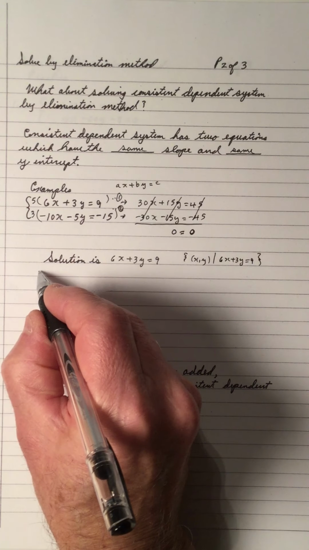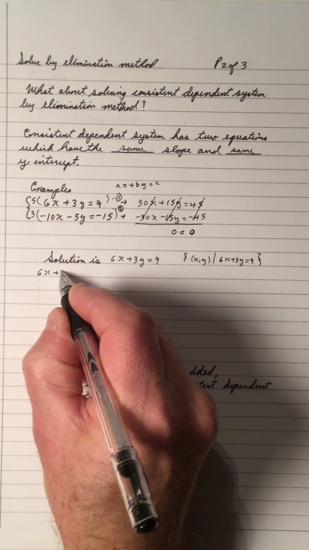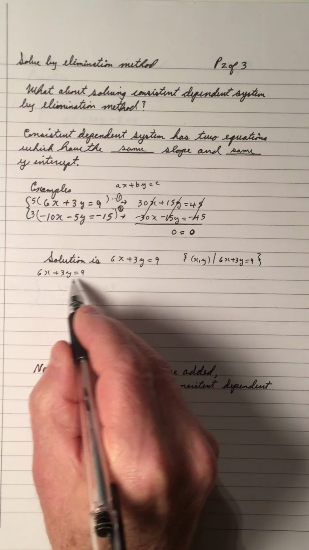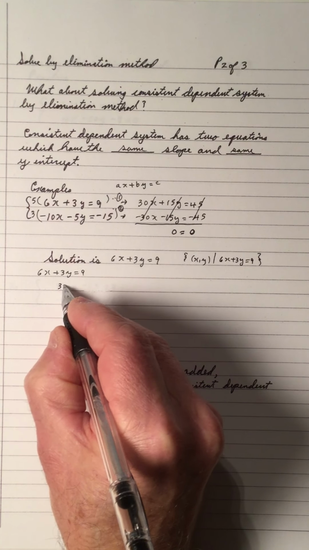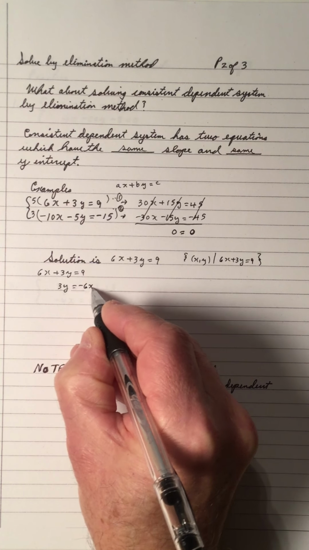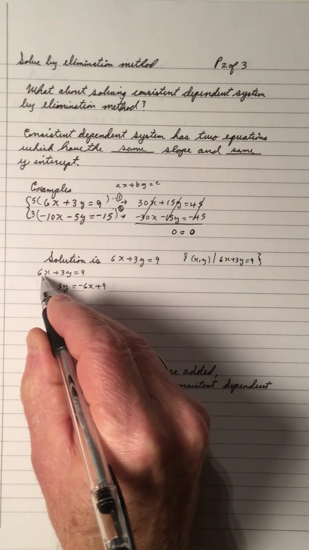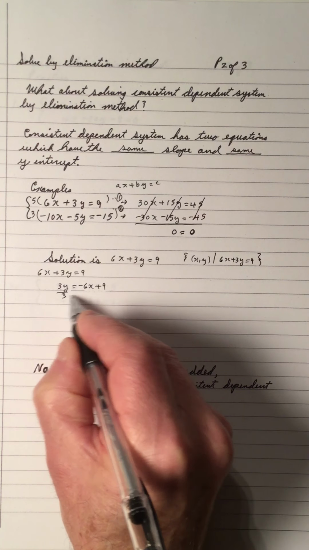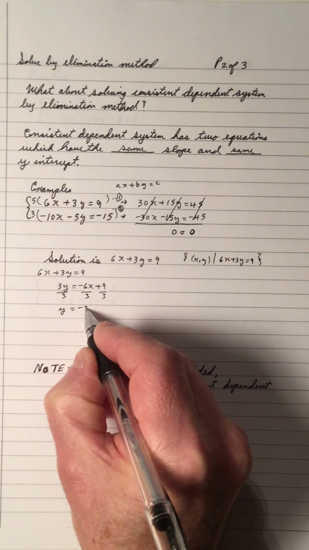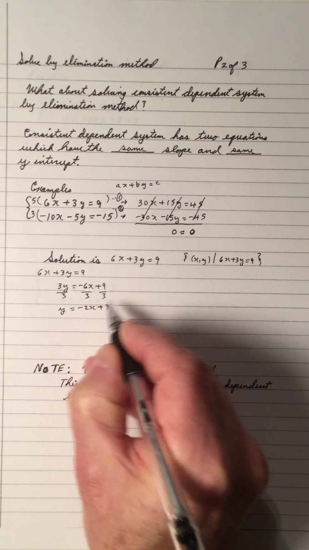And to illustrate that, let's take the first equation, which is 6x plus 3y equals 9, and solve it for y equals mx plus b. So negative 6x plus 9. 6x moves over to become negative. Divide by 3. I get y equals negative 2x plus 3.